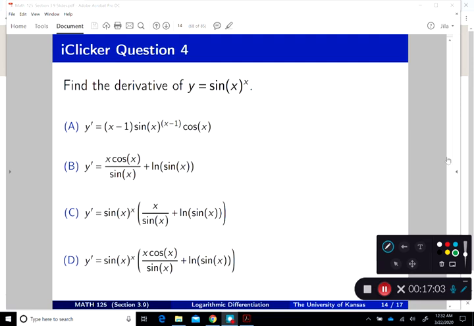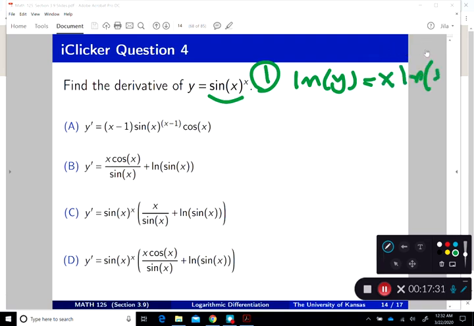So you paused and thought, you gave it a little bit of thought, and now let's discuss how to take the derivative of this. It seems like a logarithmic differentiation to me, so I'm going to do step 1: take the natural log of both sides. And the next step is to take the derivative of both sides.